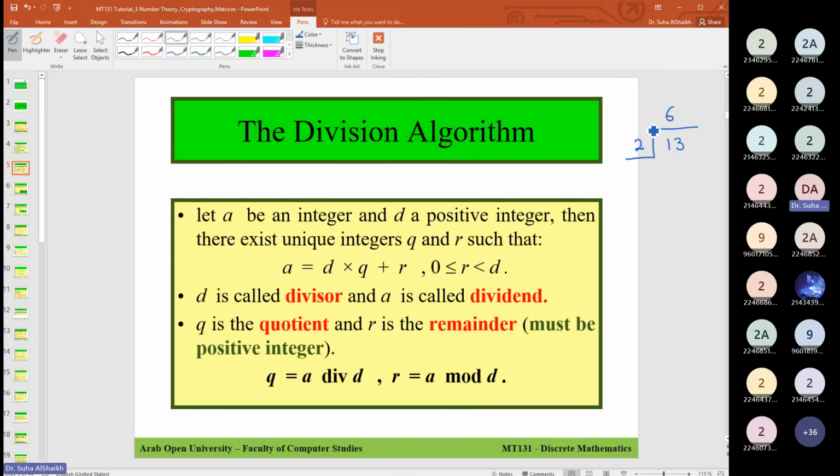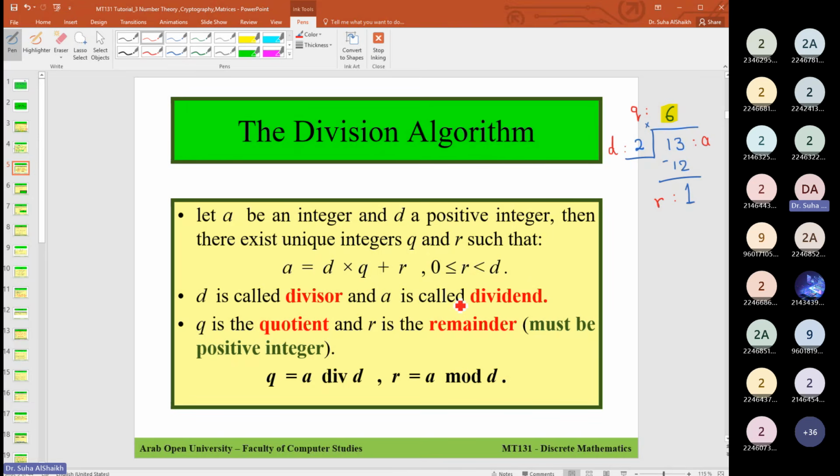If I multiply 6 by 2, this equals 12. And the remainder will be how much? 1. So this we call the division algorithm. This 6, which is the result, we call the quotient Q. This 1, which is the remainder, we call the remainder. The number that I'm dividing is what I'm calling A, the dividend, and the 2, which is the divisor, I'm calling D.